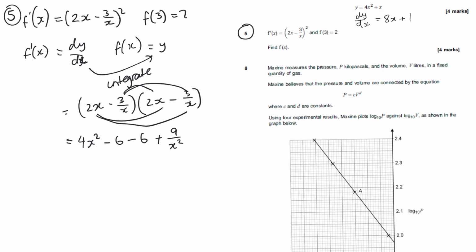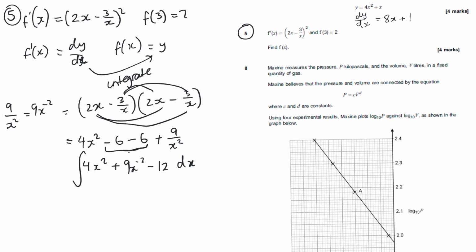Now that I have that, minus 6 and minus 6 will simplify together. So I'd end up with 4x squared plus 9 over x squared minus 12. Okay, now that I have this, I want to integrate. Before I integrate, I'm going to change the 9 over x squared into 9x to the minus 2 because we know that they're equivalent. I just wrote that at the top in case anyone needed a reminder.